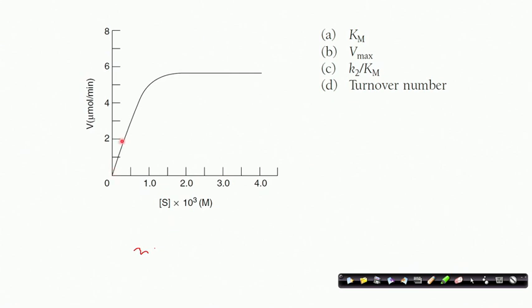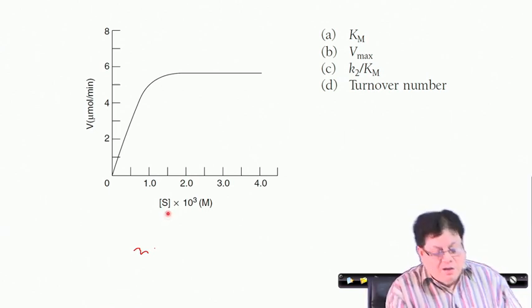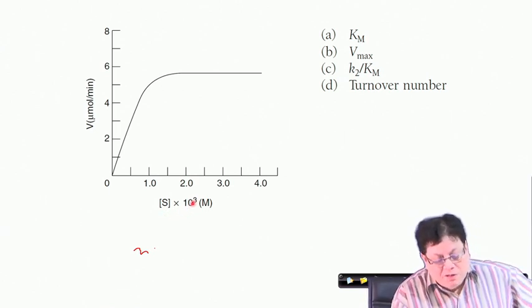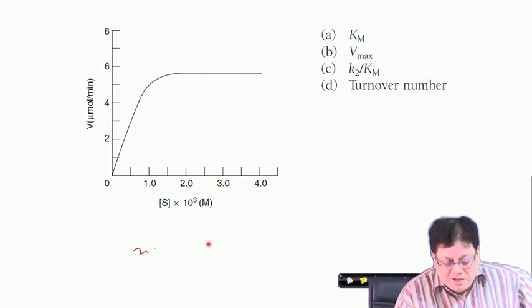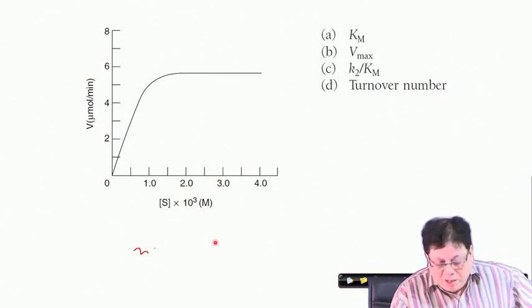and this graph is obtained by plotting V0, the initial velocity. It has a unit of micromole per minute, and on the x axis you have substrate concentration, but that was multiplied by 10 to the power 3 in order to express it in molarity units.